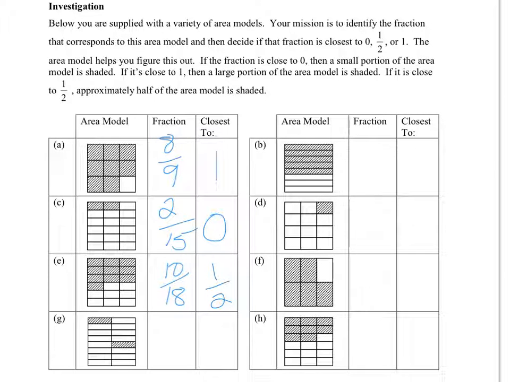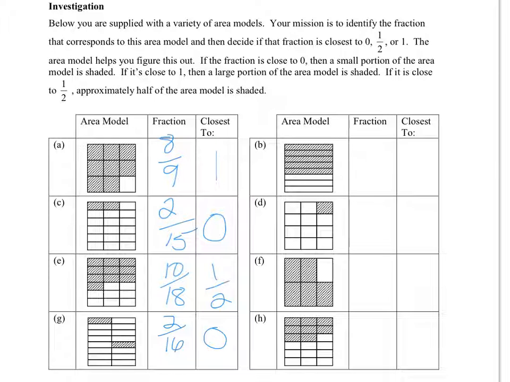Okay, down here we have 2 columns, and then 1, 2, 3, 4, 5, 6, 7, 8. So that's 2 times 8 is 16. And then there's only 2 pieces that are shaded in, so that's 2/16. And that, you can see, is mostly empty, so that's closest to 0.